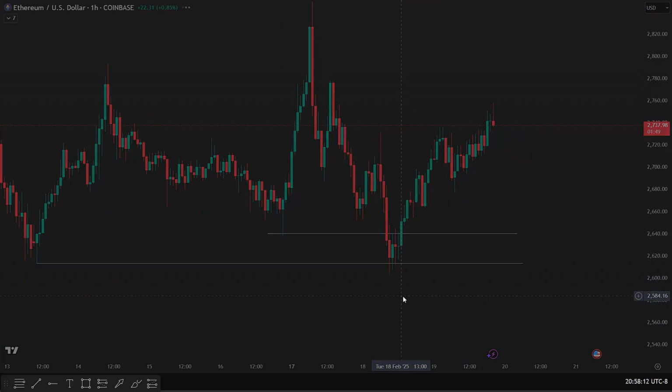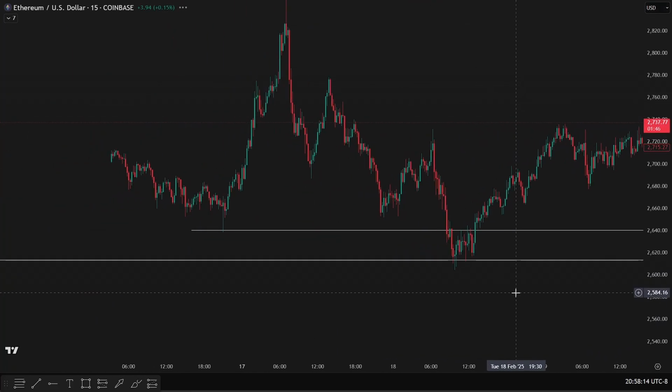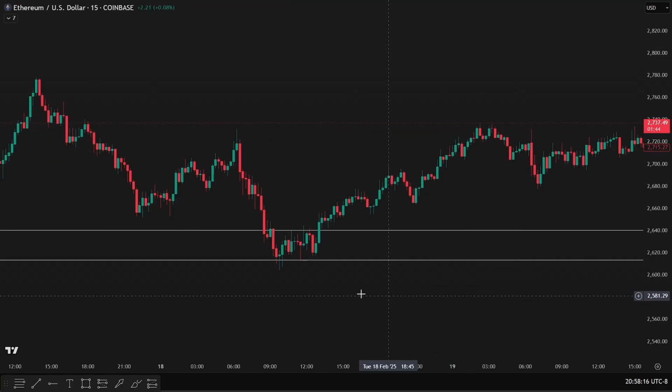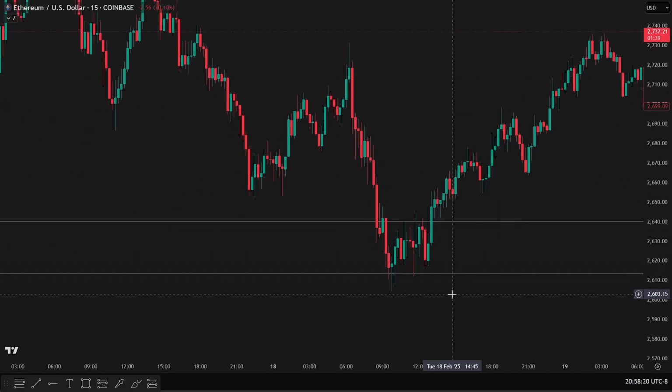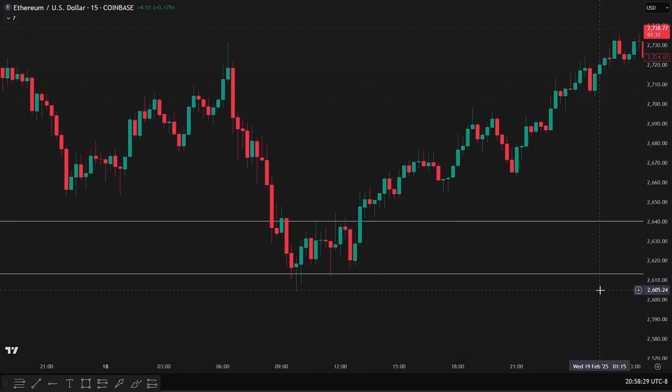I went down to the 15-minute, and that gives you even more of a picture. You can see the sweep of this higher time frame, 12-hour level, and that's what we want to look for when we take trades: high time frame levels. So we've got this 12-hour level, and we're now down on the 15-minute time frame.